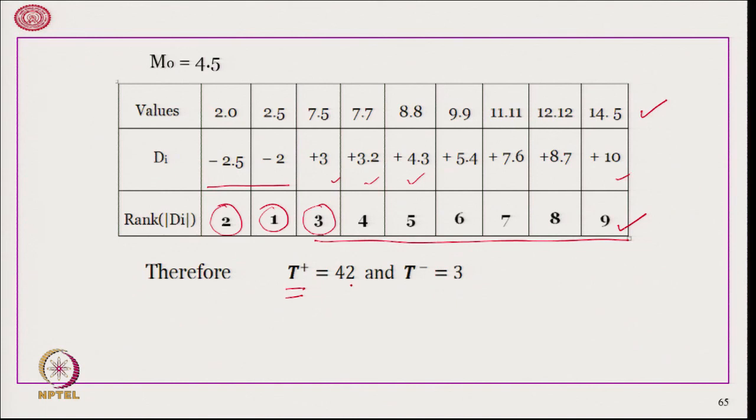Therefore, t plus is equal to sum of ranks of all those ones which are positive, and that is therefore going to be 3 plus 4 plus 5 up to 9, which is coming out to be 42. On the other end, t minus is equal to 3, because it is the sum of 2 and 1.